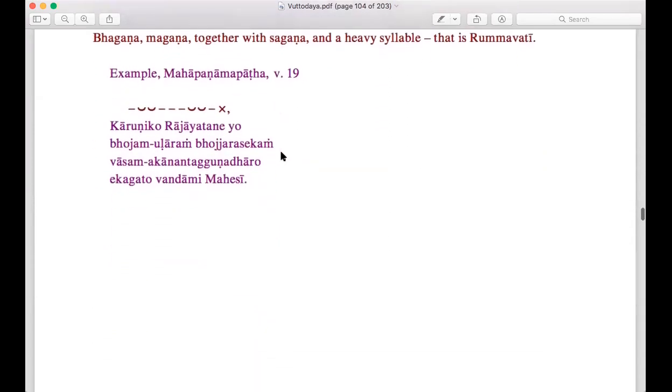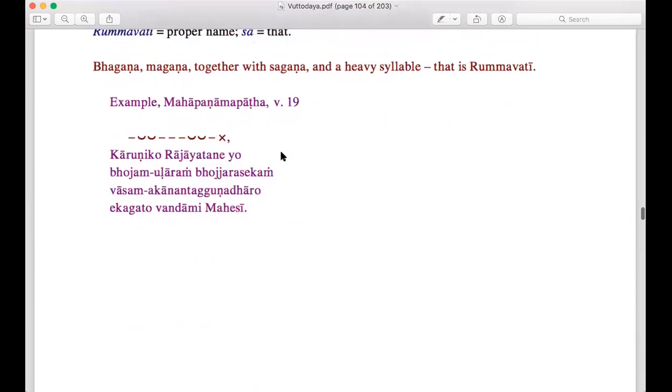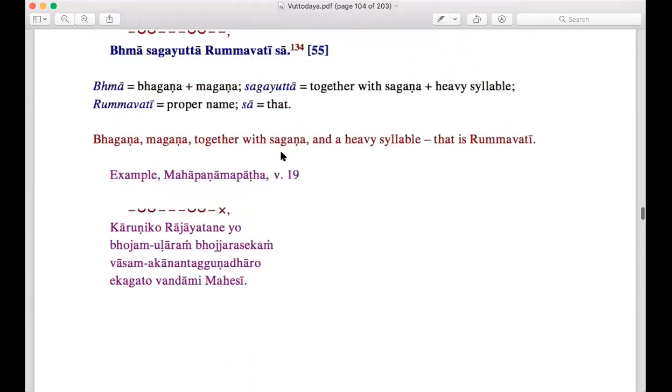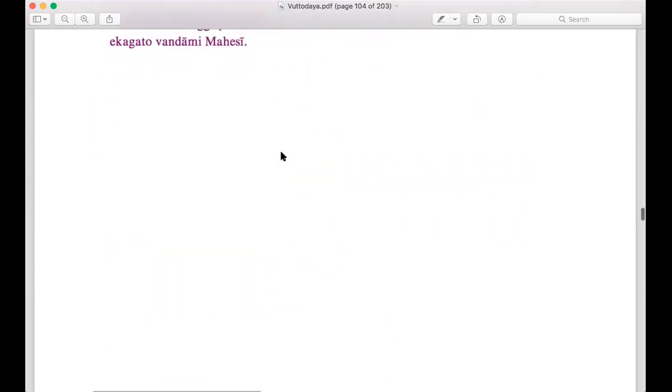This is an example for it from Mahapanama Patha. Karuniko Rajayataneo Bhoja Mularang Bhojja Rasekang Vasa Makananta Makanantagunadharo Ekagato Vandami Mahesi. Vandami Mahesing, I think it should be. However, this is the example for Rummavati verse.